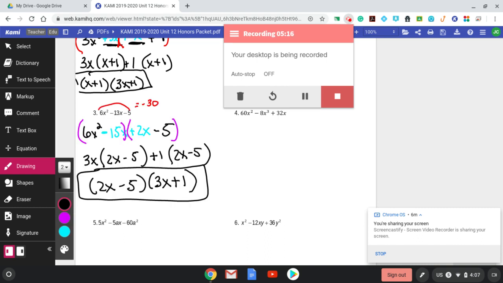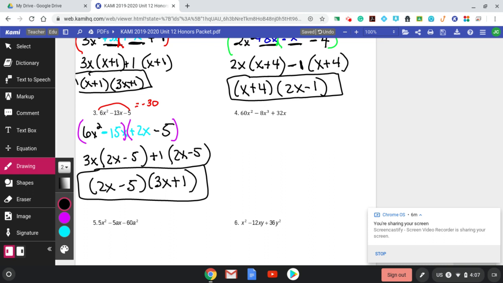Okay, guys, here you go. You had to find two numbers that multiplied to negative 30, but added up to negative 13. So some of you may have thought 10 and 3, but if you try 10 and 3, you can't get the signs to work out correctly. All right, so it had to be 15 and 2, negative 15x plus 2x. And then you ended up with 2x minus 5 and 3x plus 1.